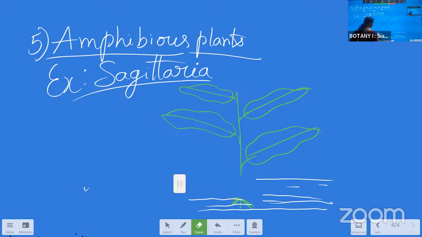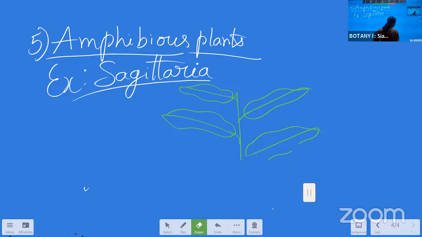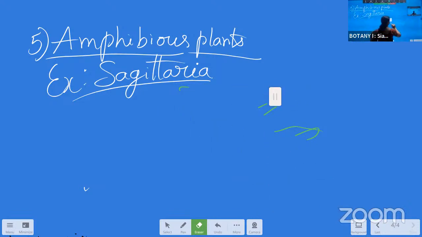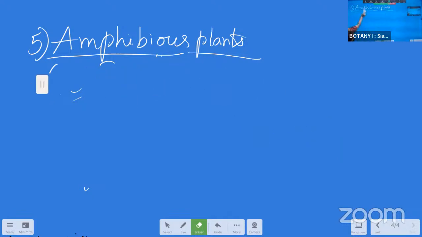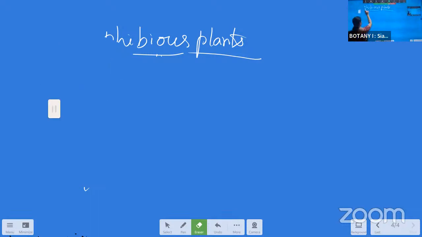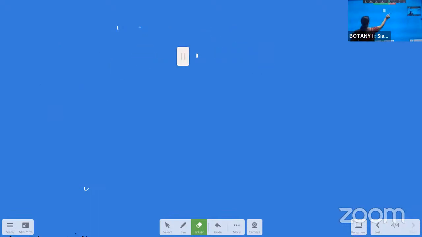Okay. So with this, we have finished the one question from this chapter, that is types of hydrophytes. Now comes the second question, that is the anatomical adaptations of hydrophytes. What is meant by anatomical adaptations?